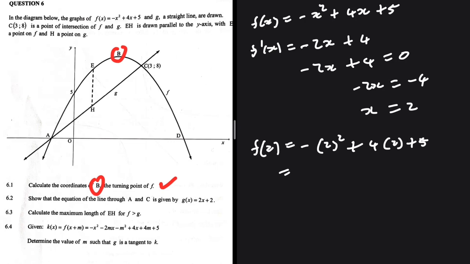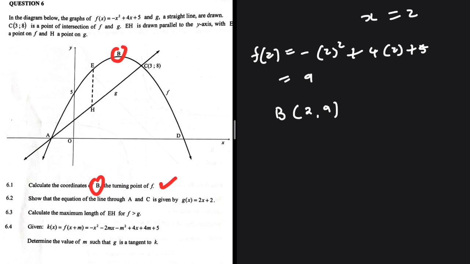So let me just go ahead and put this in my calculator. Minus 2, and then we square that. The minus is on the outside, I didn't put it inside. Don't worry about that. Plus 5. And then I'm getting the y value to be equal to 9. So the coordinates of B: x is 2, y is 9.